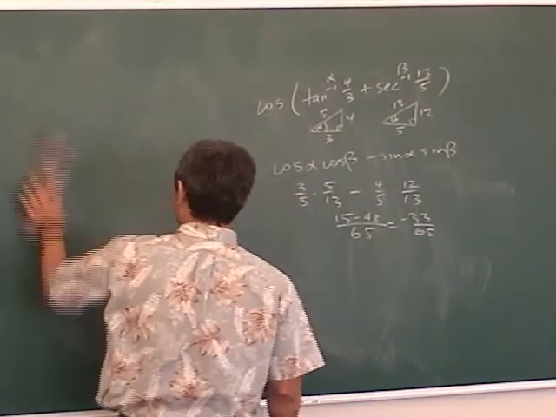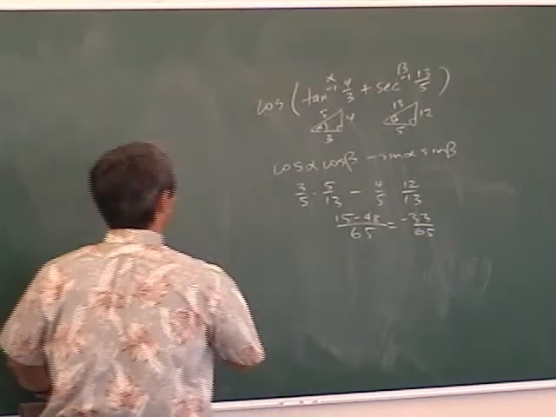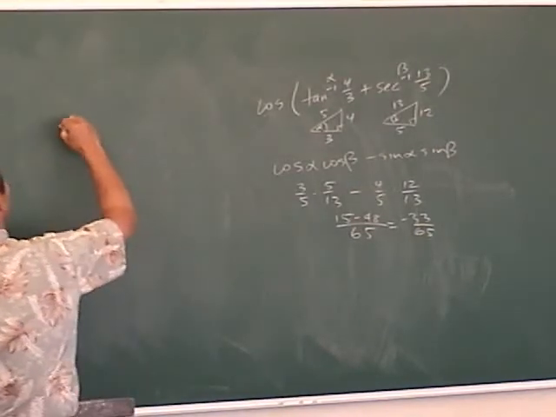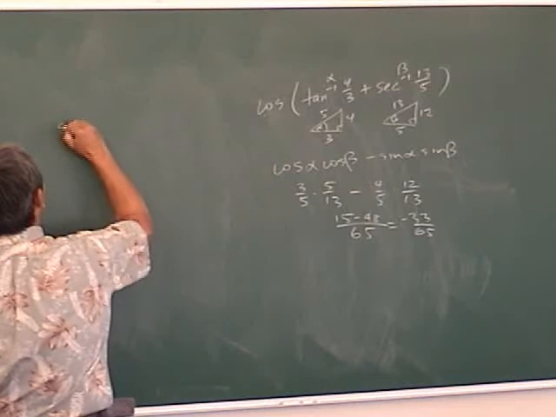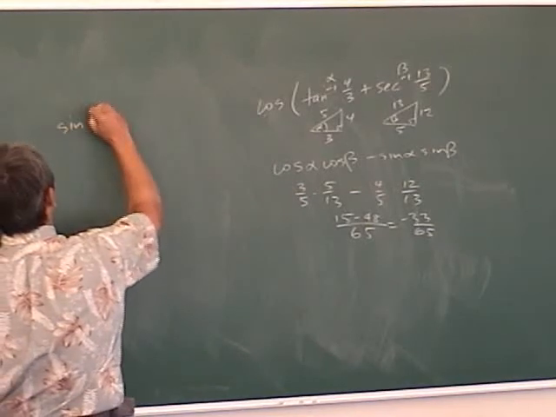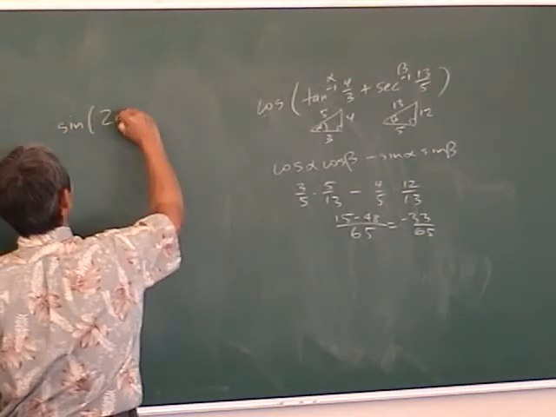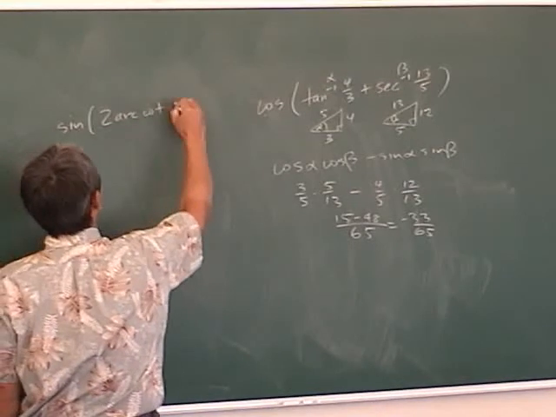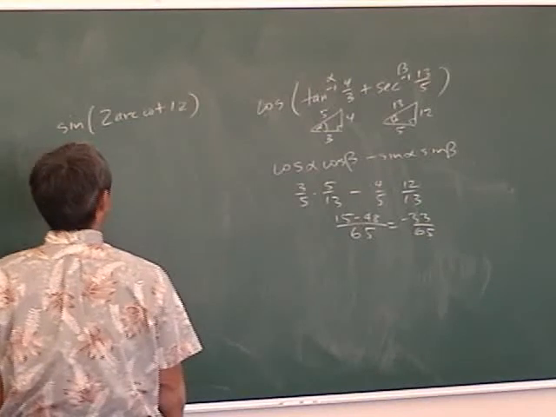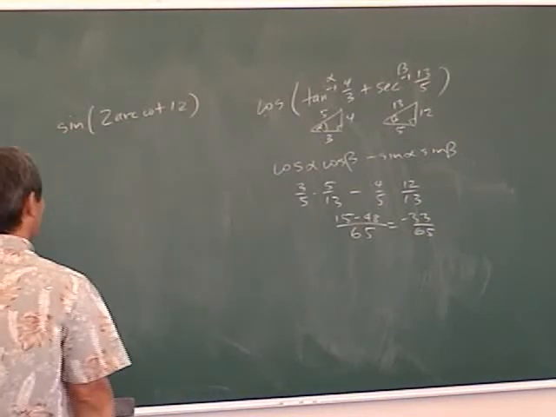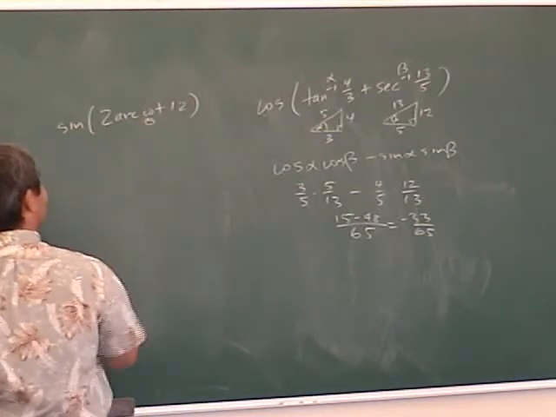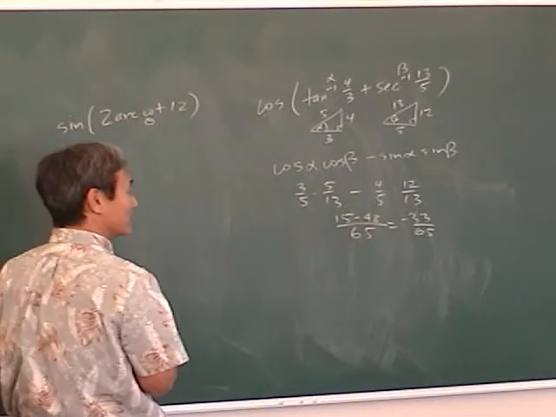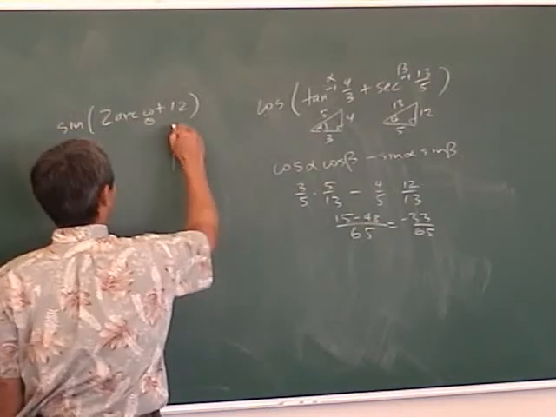Okay, let's do a couple more and then we're done. What is the cosine of 2 times arc cotangent? Give me any number. 12. Oh my, okay. Want to go with 12? We go with 12. Now, is this an angle that I know? Arc cotangent 12? No. But I can draw it.